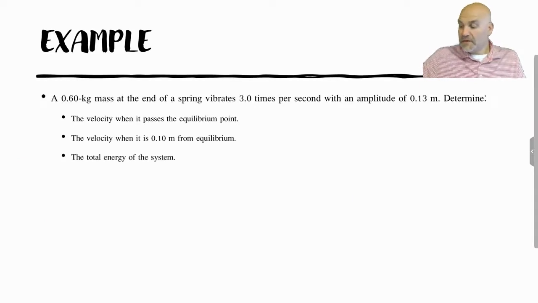So now let's look at a mass spring system. So you have a 0.6 kilogram mass at the end of a spring vibrating three times per second with an amplitude of 0.13 meters. Determine the velocity when it passes the equilibrium point, the velocity when it is 0.10 meters from equilibrium, and then the total energy of the system. Okay?